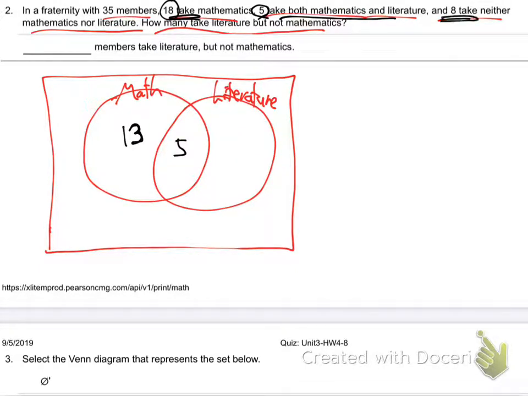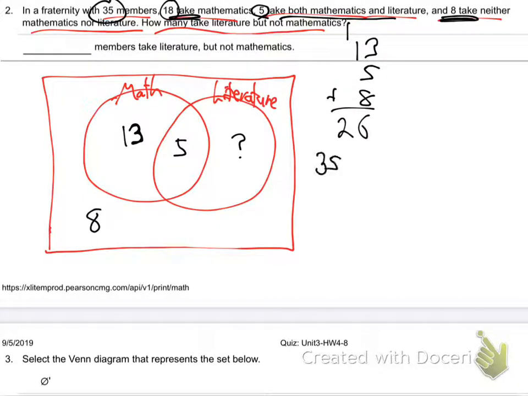And 8 take neither math nor literature. That's the outside, right? They're not in the math circle. They're not in the literature circle. What's this other area then? Well, it's 35 total, right? So 13, 5, and 8, if you add that up, it's 26. So subtract from 35, 9. So this must be 9.